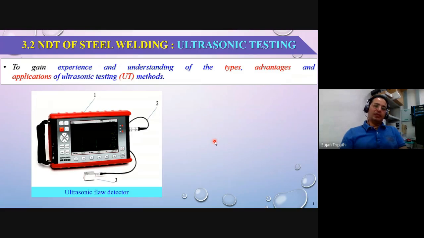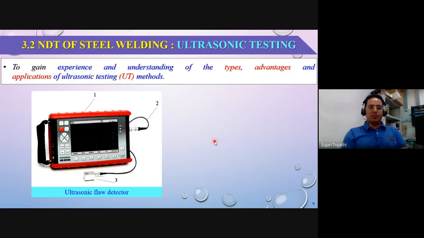Here we can see the device. What is this section? This is for the NDT test for the welding that has been applied to join the two steel plates, which is also called ultrasonic testing. The objective of this test is to gain experience and understanding of the types, advantages, and applications of the ultrasonic test methods.